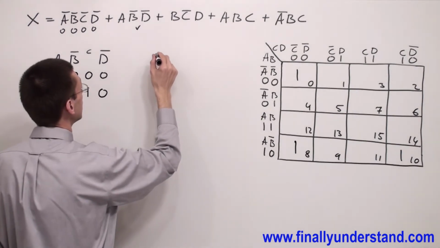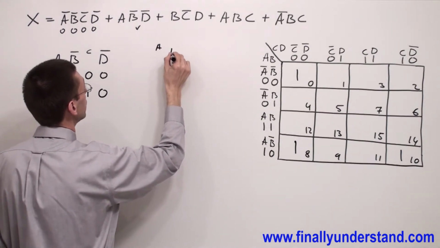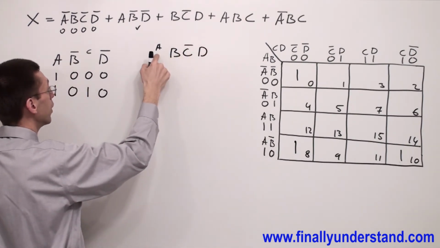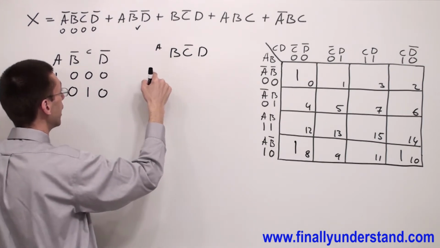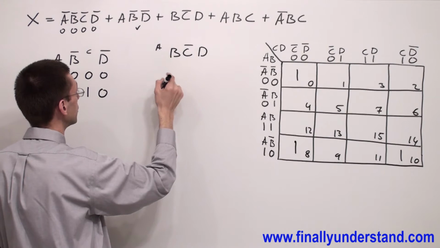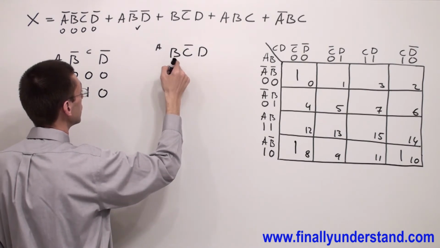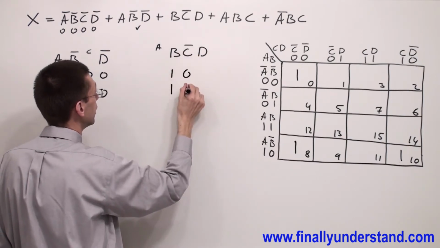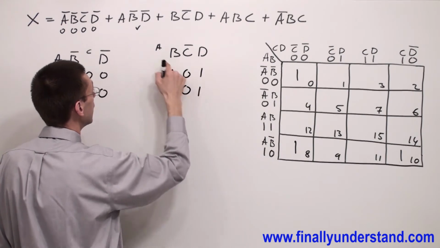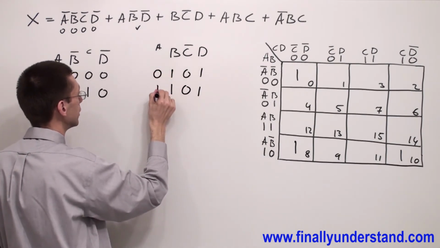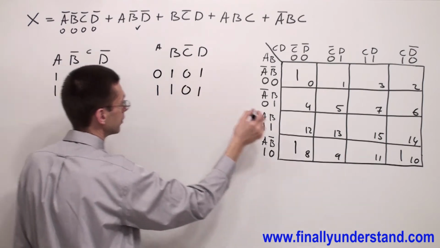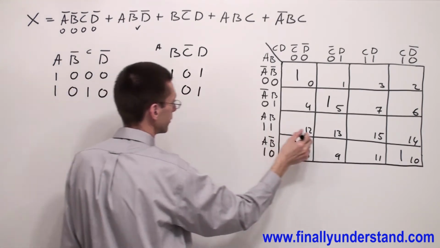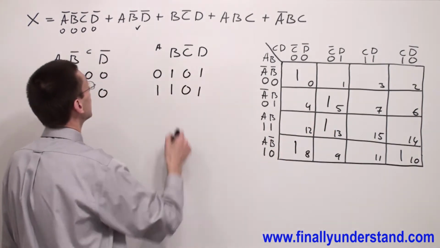I'm missing A and I have B, C naught, D. Remember, anytime you're missing one variable, I'm going to create 2 numbers. B represents 1. C naught represents 0 because of the negation bar. D represents 1. A could be 0 or could be 1. This is binary 5. This is binary 13. I'm finished with this one.